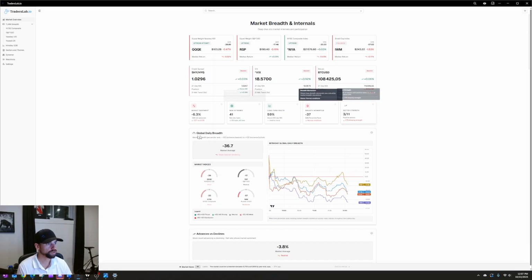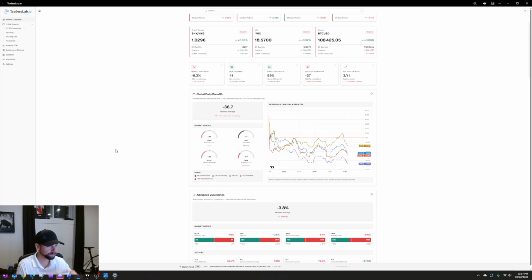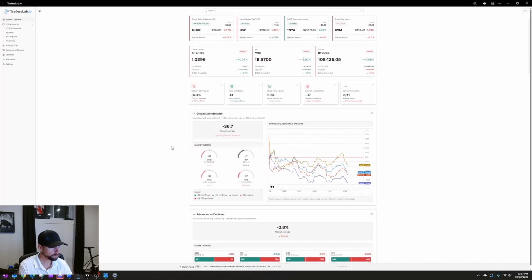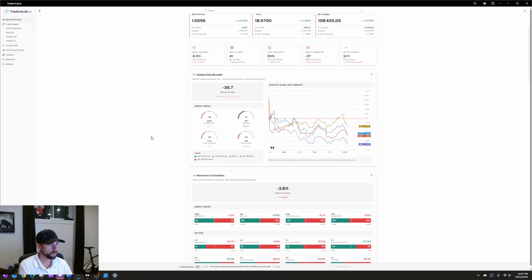So it's really there to quickly assess the market at a high level, and just give you a rough idea. Then we're getting into the more specific stuff. And the first one is the global daily breadth, so GDB. It's a small dashboard to show you how all the markets are doing on the day.